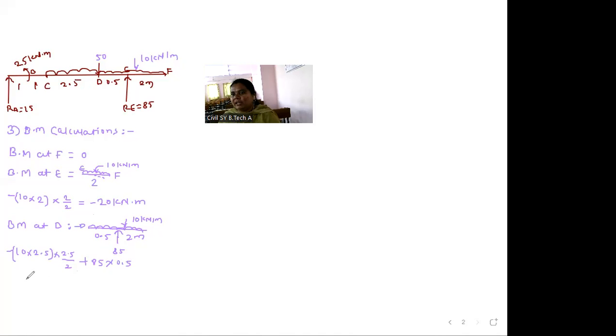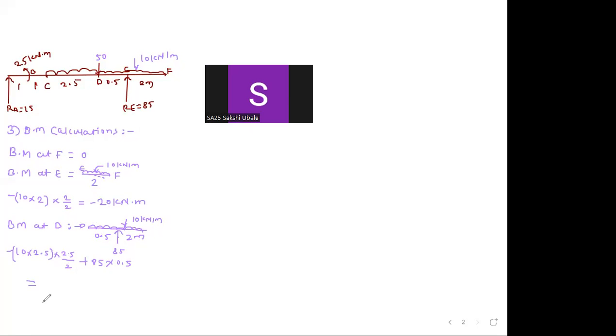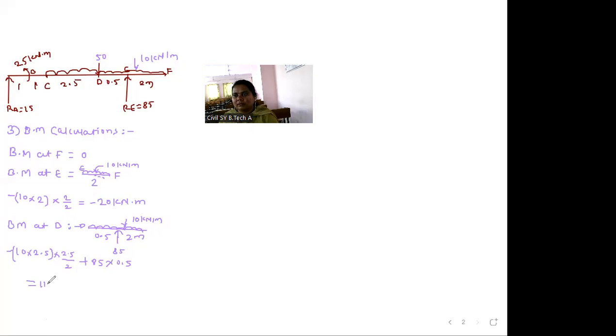Okay, so this is our D point. You calculate and tell me bending moment at D, which is equal to how much? At D point 50 kilonewton force is there, but I have not considered because of this acting at D point. So perpendicular distance is 0. That's why I have not considered this. Yes, moment is how much? 11.25. Okay, 11.25 kilonewton meter. After that, we will calculate bending moment at C.